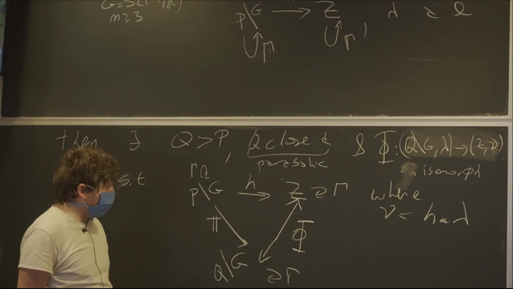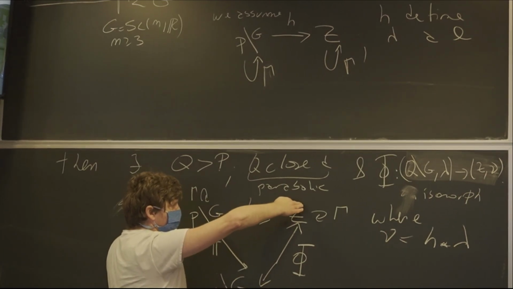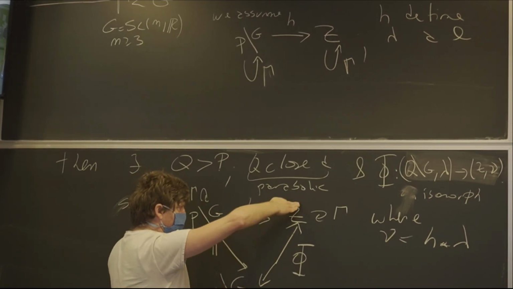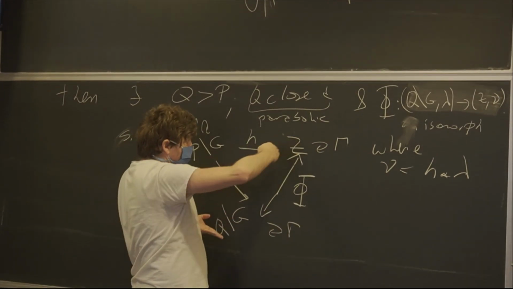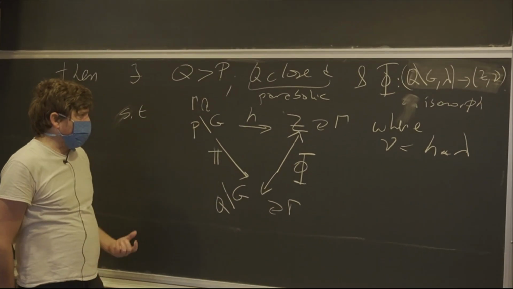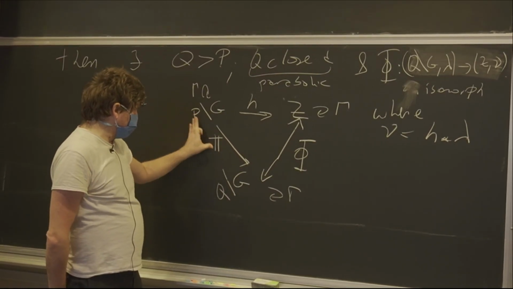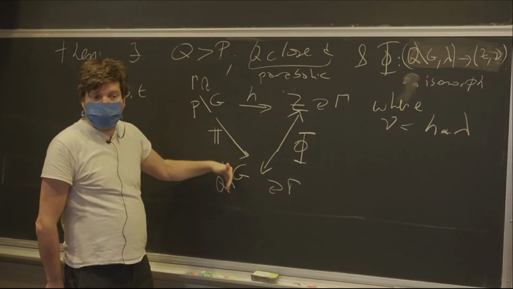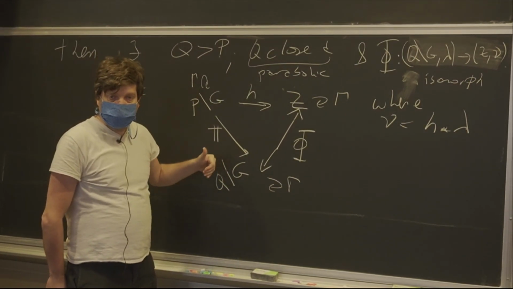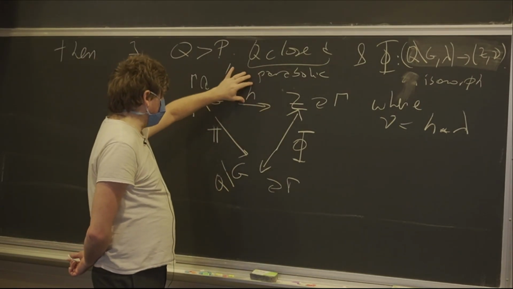Once I have this, I can essentially assume that these two are the same, and they are the same in a very natural way, meaning that this pi is still the projection from here to here under this identification. So the H becomes pi.